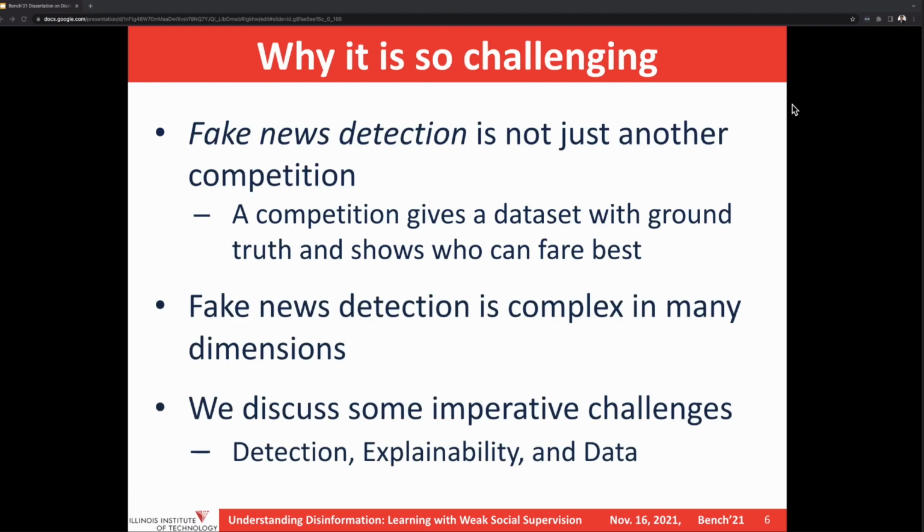So you may ask, why is fake news detection such a challenging problem? First of all, it is not a simple competition. In a typical data mining task, probably it's a binary classification, and you have a data set, and you just try different machine learning or data mining algorithms to see which one works best. But fake news detection is more complicated than that in many dimensions. Today, I will mainly focus on three pervasive challenges: the detection challenge, the explainability challenge, and the data challenge.